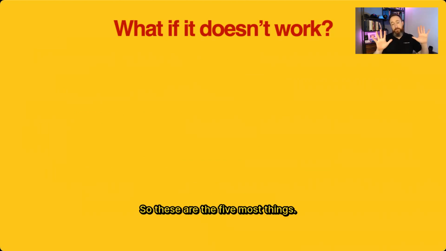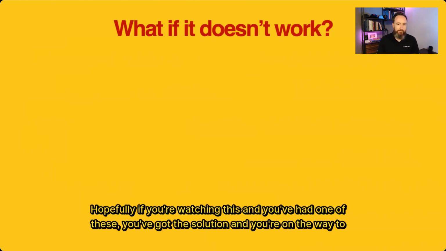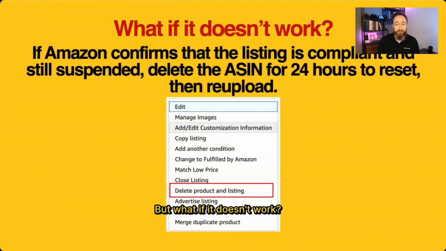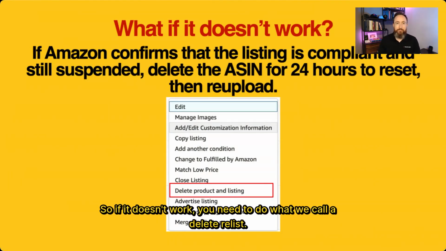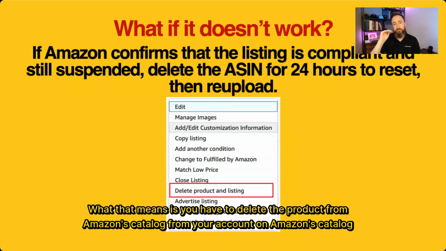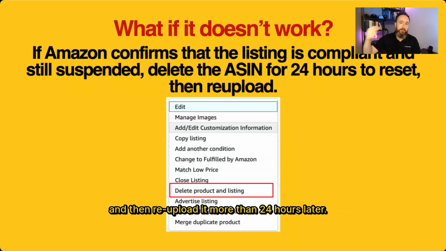So these are the 5 most common things. Hopefully, if you're watching this and you've had one of these, you've got the solution and you're on the way to solving it. But what if it doesn't work? Just doing these first things doesn't always work. So if it doesn't work, you need to do what we call a delete relist. What that means is you have to delete the product from your account on Amazon's catalog, and then re-upload it more than 24 hours later.